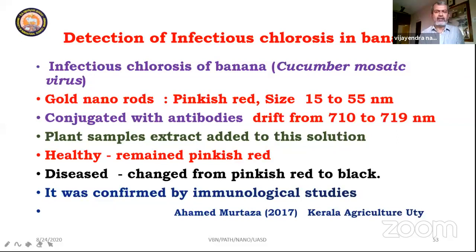He confirmed these things by the immunology test, ELISA and other tests. So what is the conclusion now? We can very easily use the gold nanoparticle in identification of infectious sclerosis of banana.